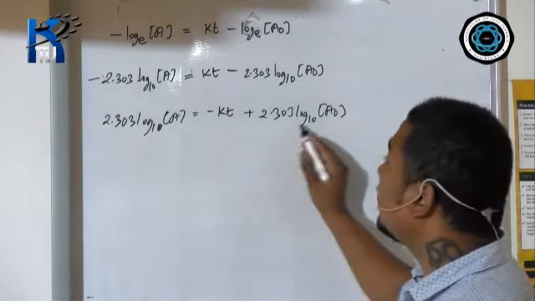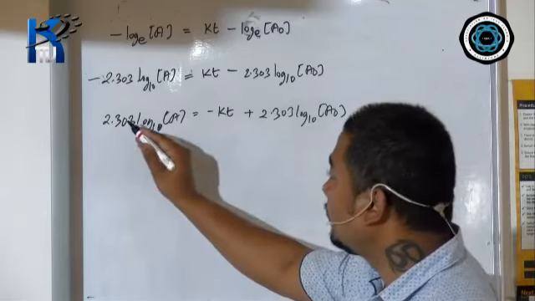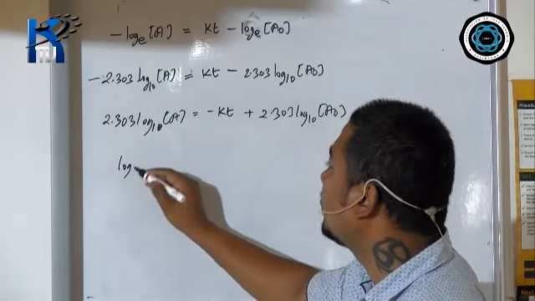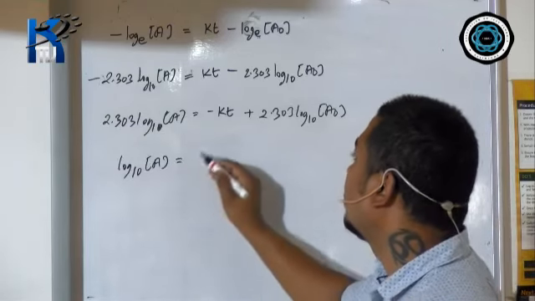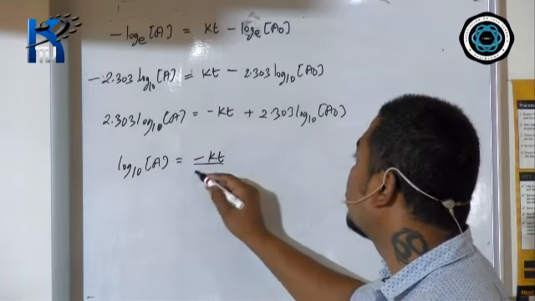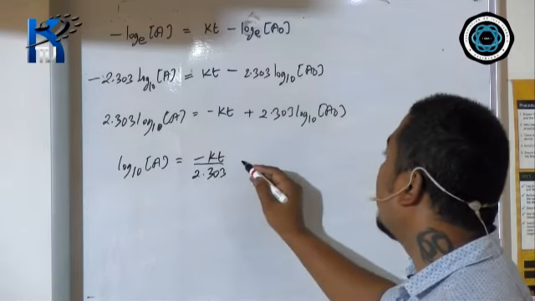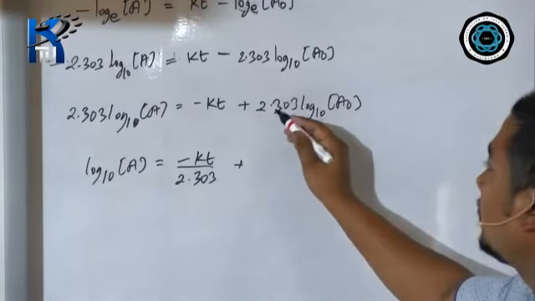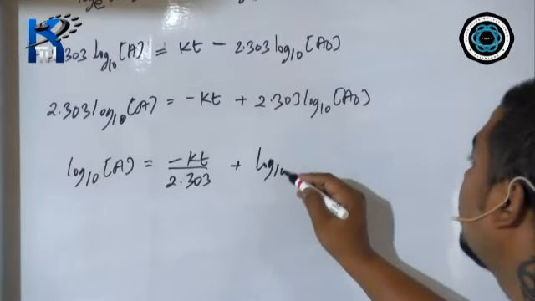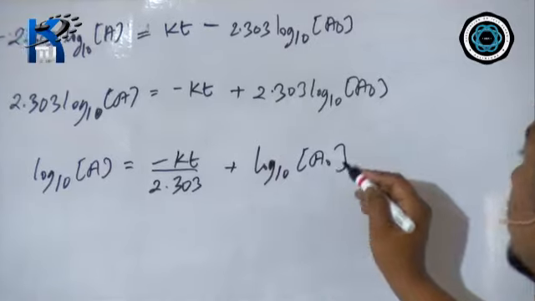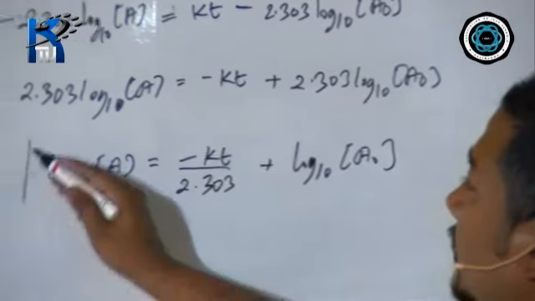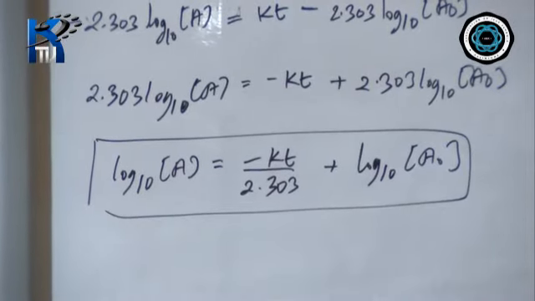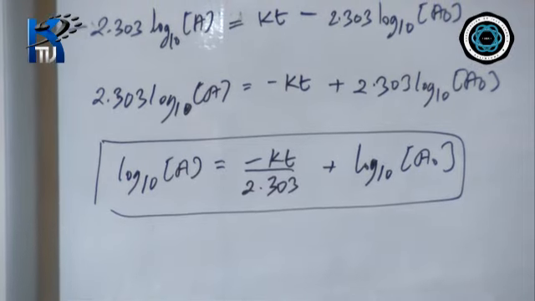When you divide this with 2.303, what remains here is this much. And you are dividing with 2.303 here, and here also you are dividing with 2.303, means those two will get cancelled and only this much will be left behind. Okay? And do remember, students, this gives me the equation of straight line for first order reaction.